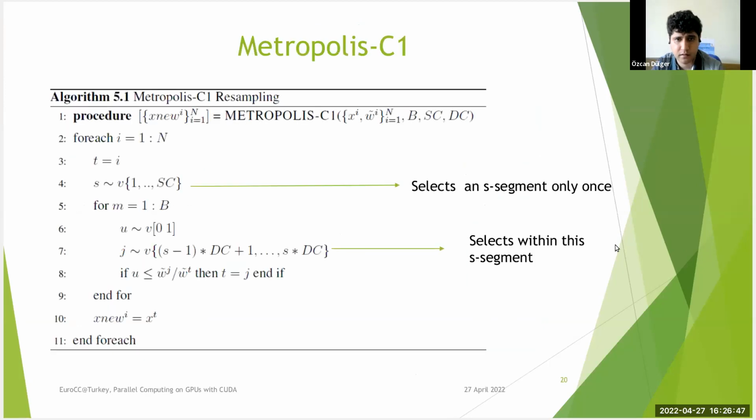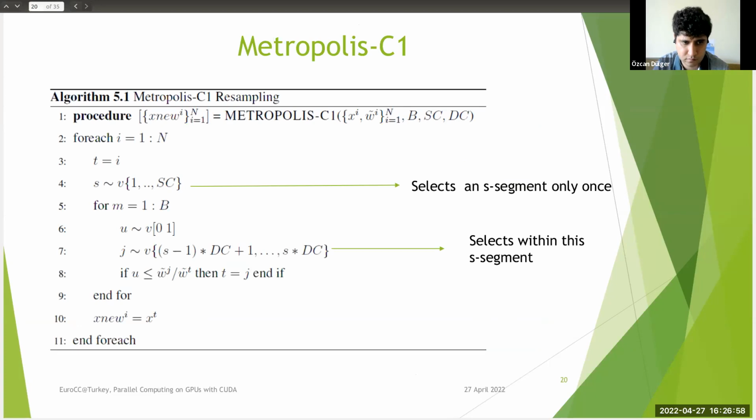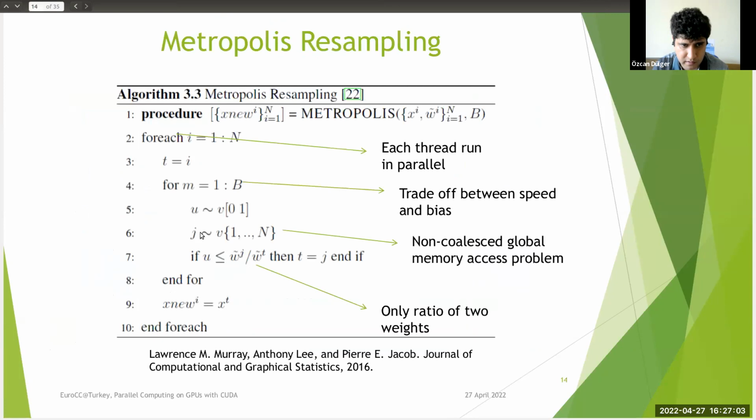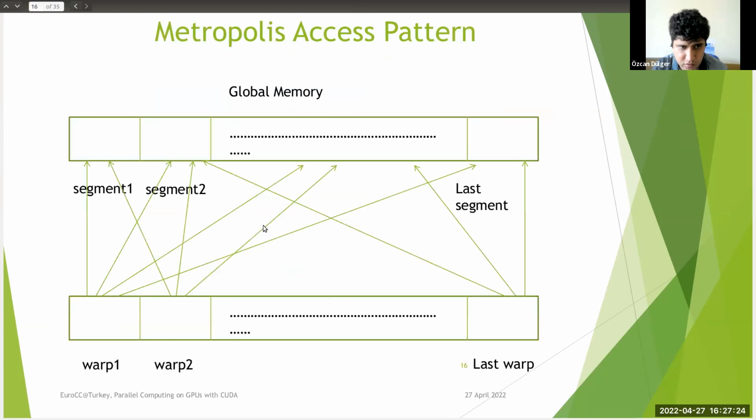Okay, let's continue with our first approach, which is Metropolis C1 resampling. Here, we are focusing on this part and trying to eliminate the problem here. Now the indices are between 1 and n, and when we read W_j, it may be in any segment, and our focus is on this part of the solution.